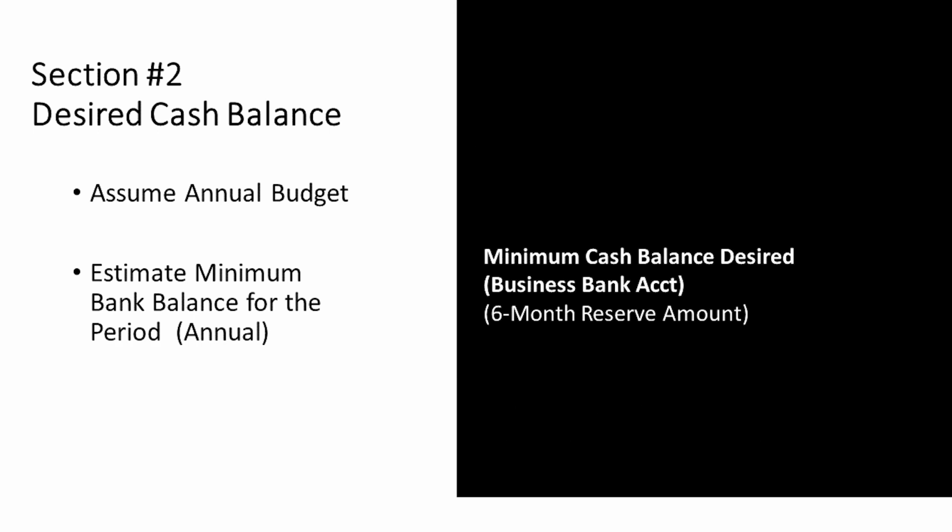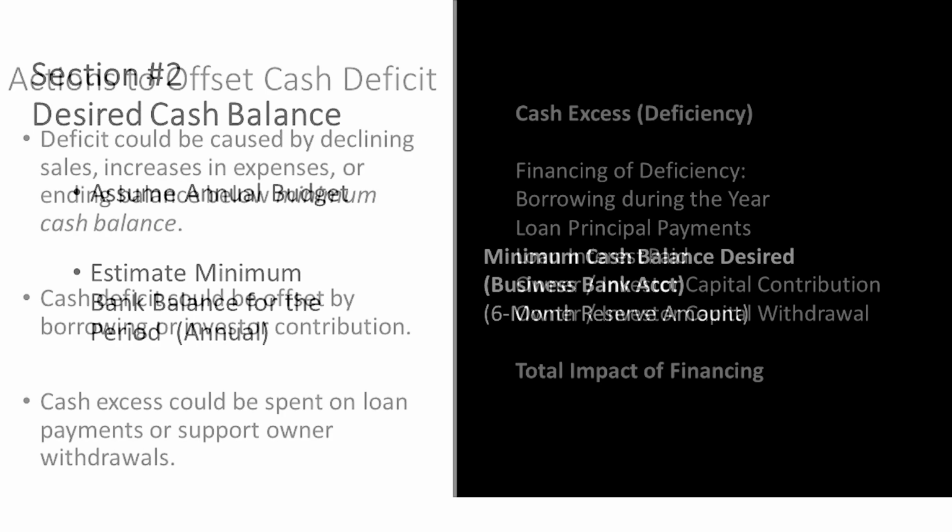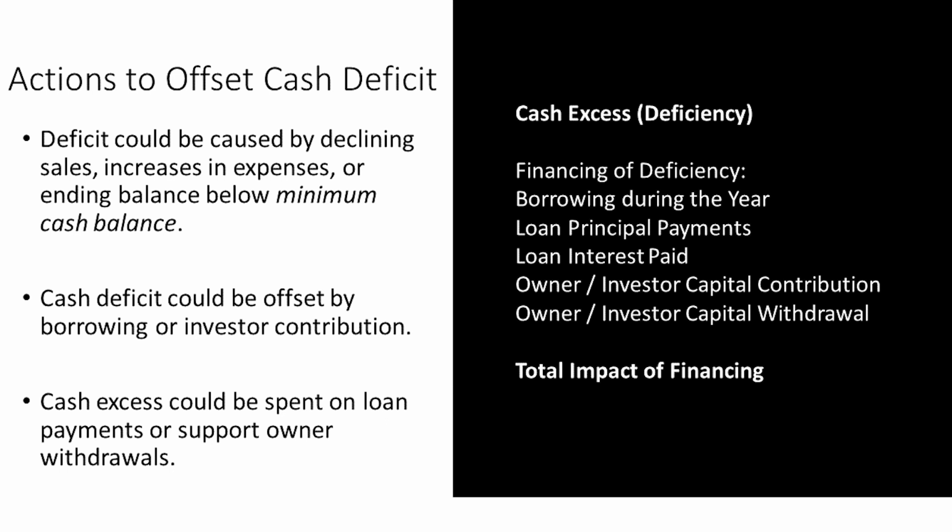Okay? Let's go to our last section. So there's 3 sections to this template. The first one, we're capturing the monies that are coming in and some initial expenditures. The middle section, we're looking at the desired cash balance that we would like to have in the bank at the end of the term. Now, what happens if we find out that our estimate tells us that we're not going to be able to hit the desired amount in our bank account?